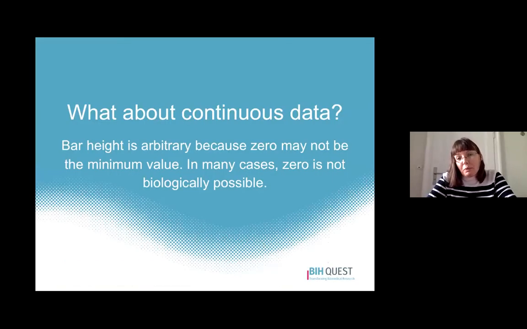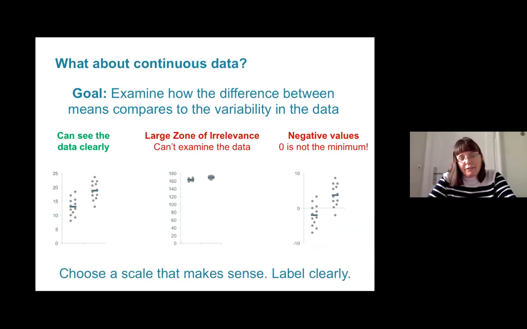What happens when we attempt to apply the same rule when we're using bar graphs to visualize continuous data? Well, first of all, the bar height is arbitrary because 0 may not actually be the minimum value. And in many cases, 0 is not biologically possible. So let's take a look at 3 different scenarios. In the first scenario, I have 2 different groups. The values are relatively close to 0. The zone of irrelevance is small. I can see the data clearly, and there are no problems. So starting my axis at 0 here makes sense, and it isn't a problem.